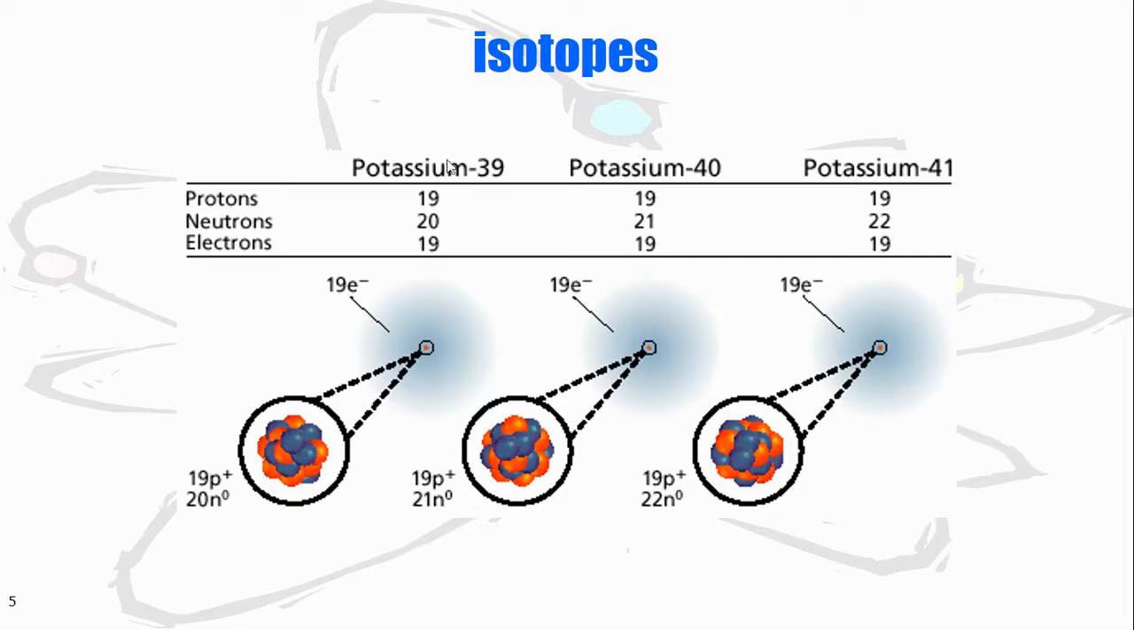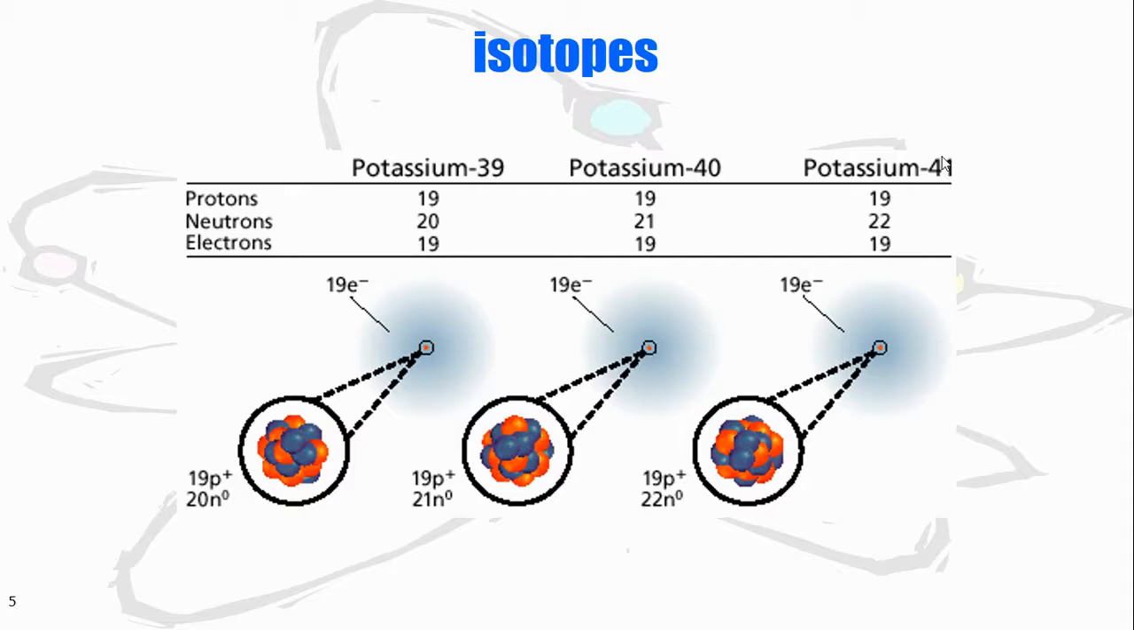So let's see how many neutrons are in potassium 39. 39 is the mass number. So 39 minus 19 gives you 20 neutrons. Your protons plus neutrons has to equal your mass number. 20 plus 19 gives you 39. For potassium 40, 21 neutrons plus 19 protons gives you a mass number of 40. For potassium 41, 22 neutrons and 19 protons gives you a mass of 41.